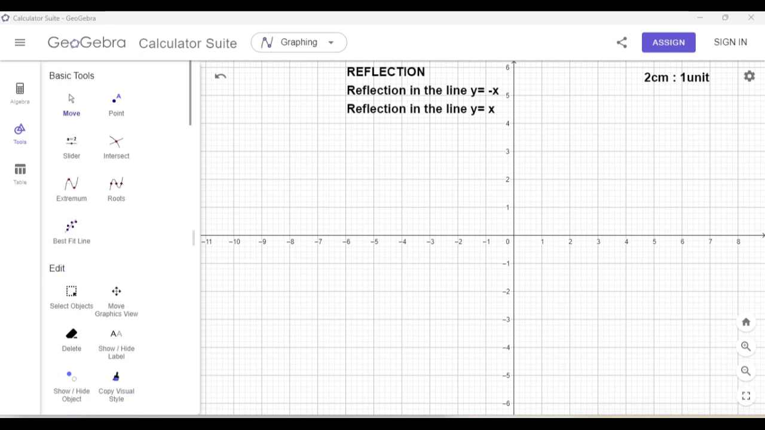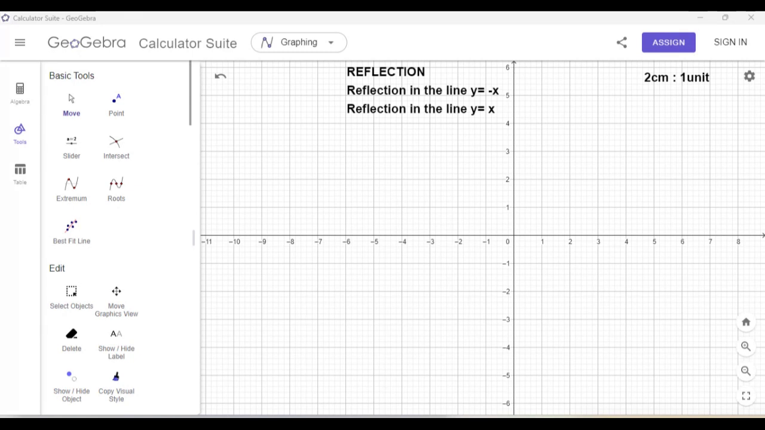Welcome back once again to today's tutorial. In today's lesson, we shall be looking at reflection in the line y equals negative x and reflection in the line y equals x, and vice versa, the same as x equals y and x equals negative y. Now, I want you to know this.